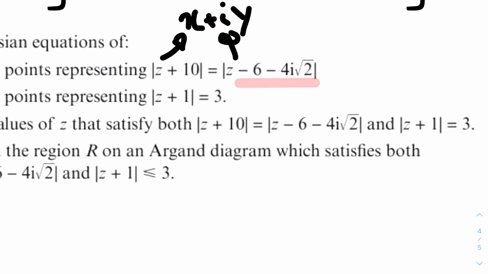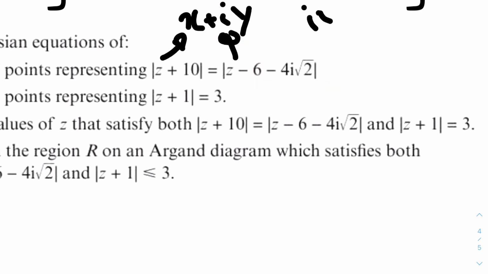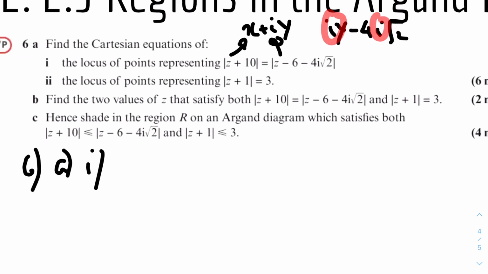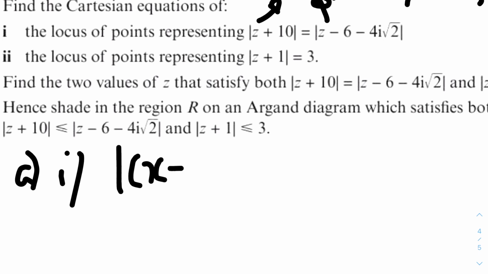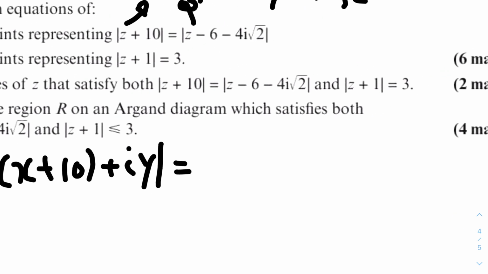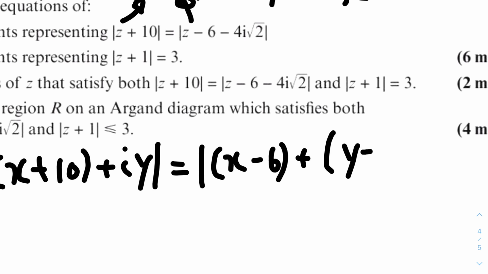But in this case, however, we can group x and minus 6 together because they are the real components. And for the imaginary components, we can group iy and 4i root 2. Like you can do iy minus 4i root 2, and you can factorize i from there. So let's just do it in one go. The first one will be modulus of x plus 10 plus iy, close modulus, and then the other part would be brackets x minus 6 plus y minus 4 root 2 i, close bracket.